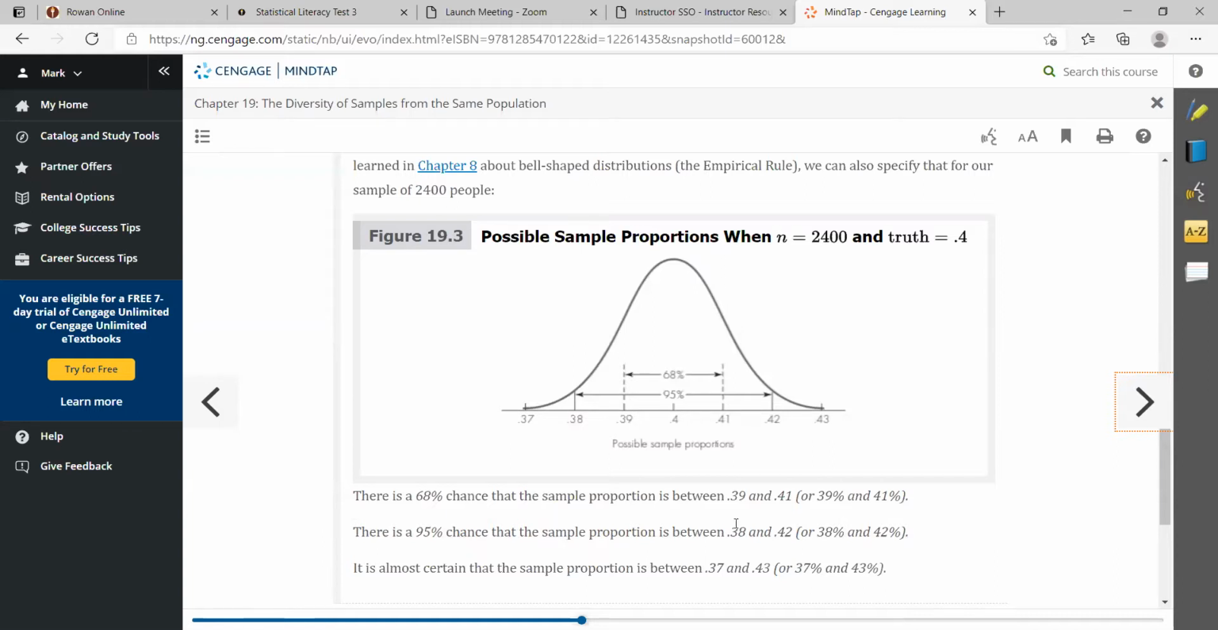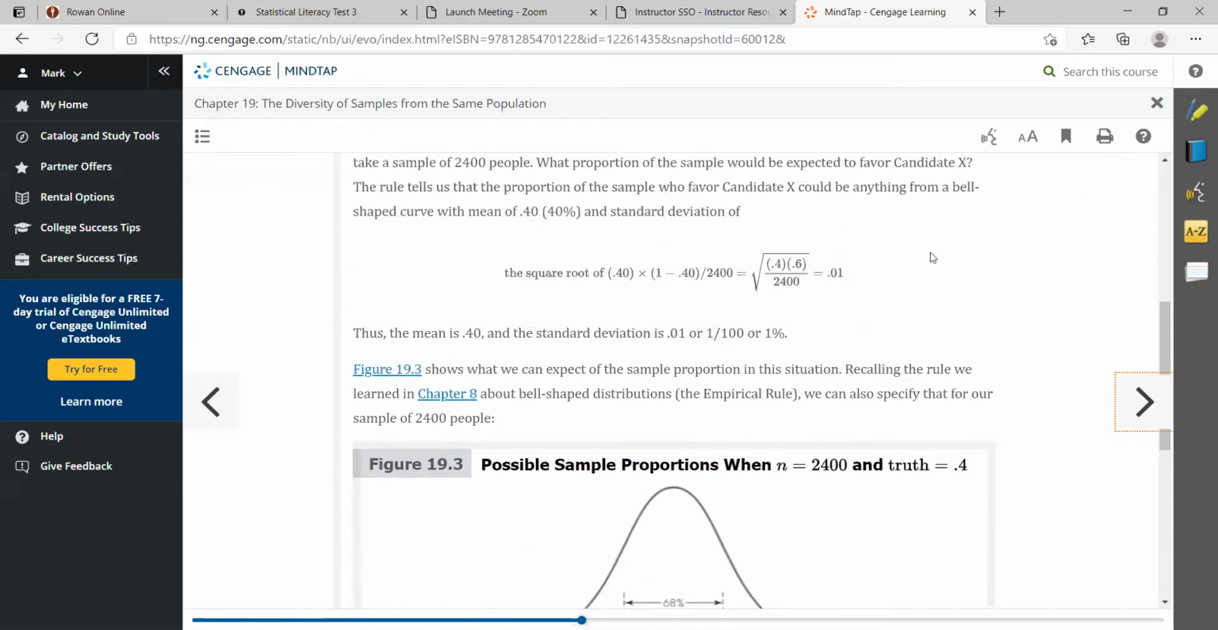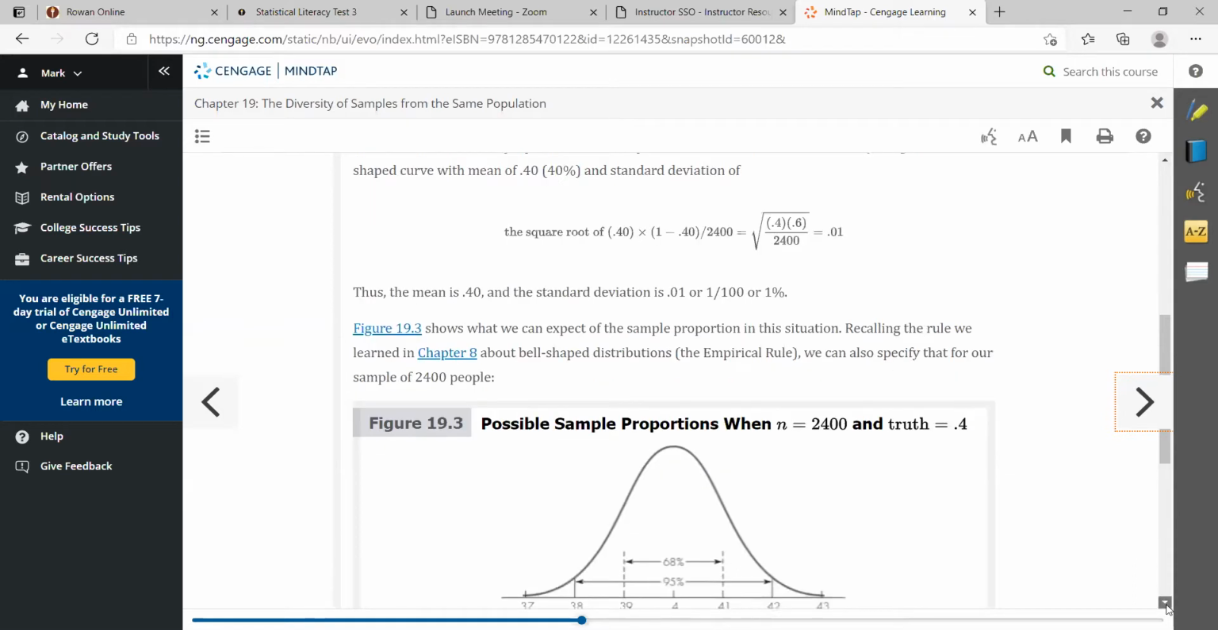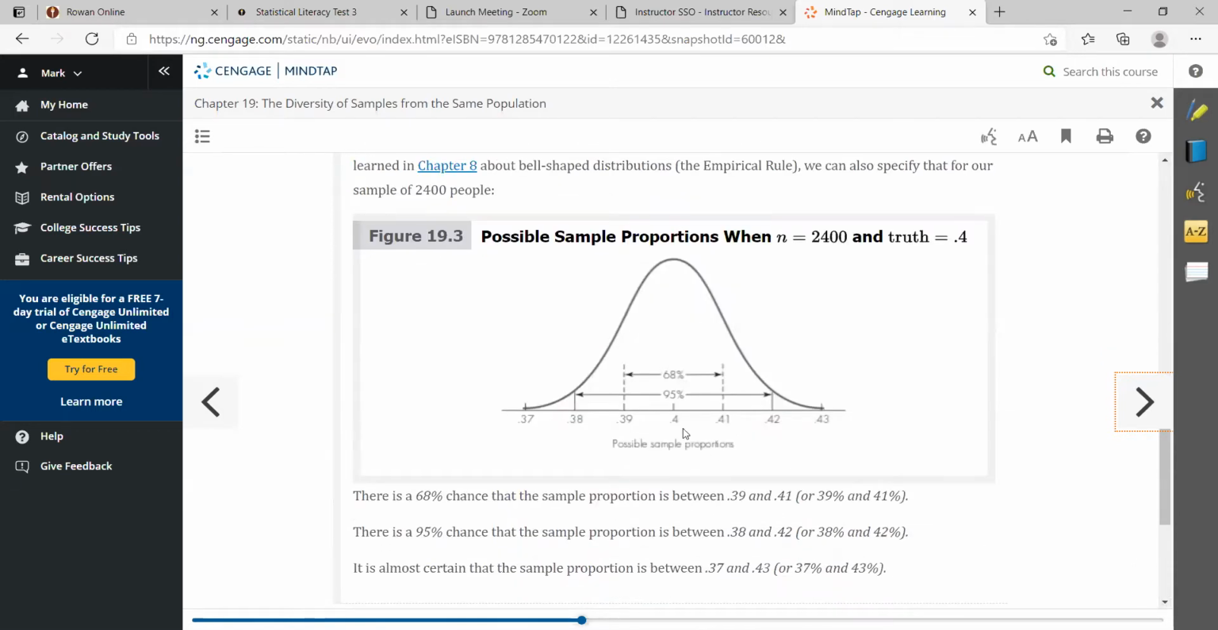Almost certain in this context means 99.7%. That's 3 standard deviations away. And again, if a standard deviation is worth 0.01, 3 of them are worth 0.03. We just multiply that by 0.01 times 3, it's 0.03. And if we add and subtract 0.03 from 0.4, we get 0.37 on the low end, we get 0.43 on the high end. That's between 37 and 43%.